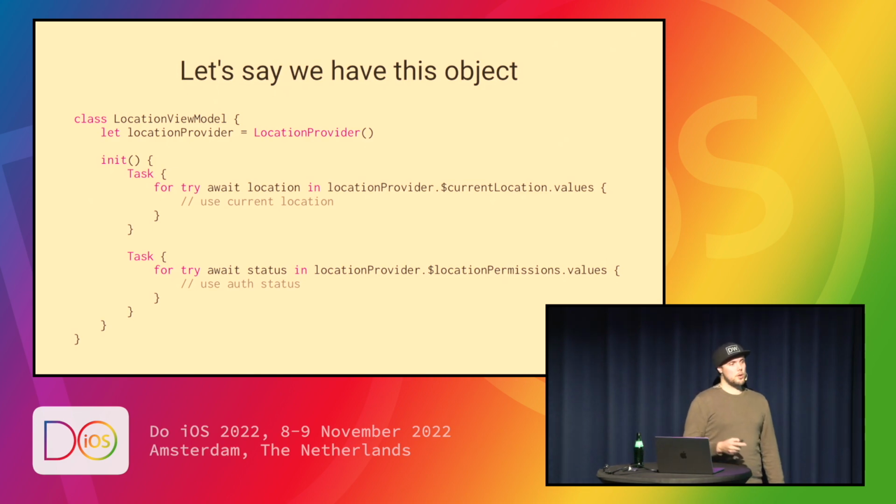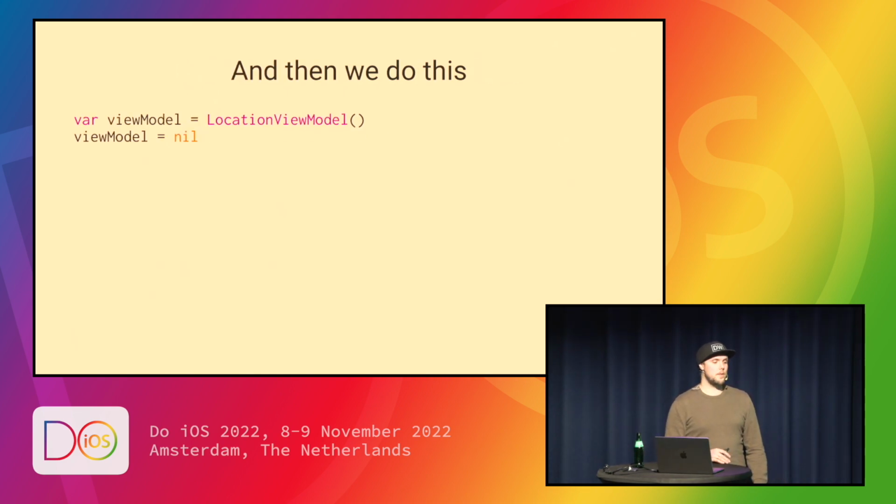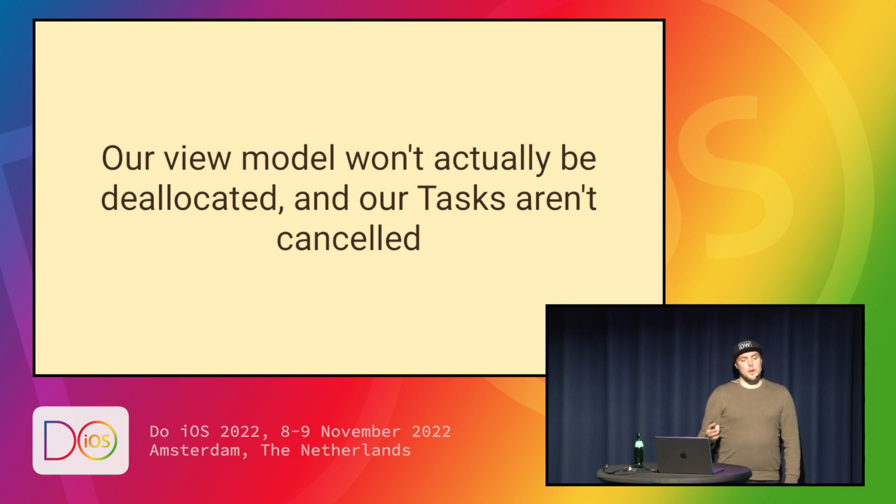To make that a little bit more concrete, let's look at this code. We create a location view model, and we set it to nil. You would expect anything that is being done by this view model to stop at this point. Except these tasks are not part of the view model. They are in their own asynchronous scope, and they will keep running. So that also means that our view model won't actually be deallocated, for a reason that I'll point out in a moment. And our tasks are not canceled.